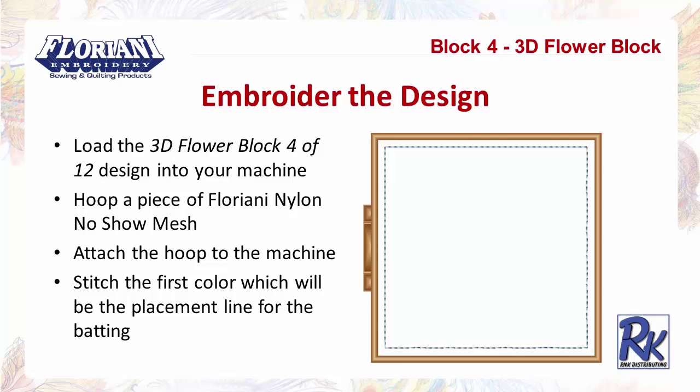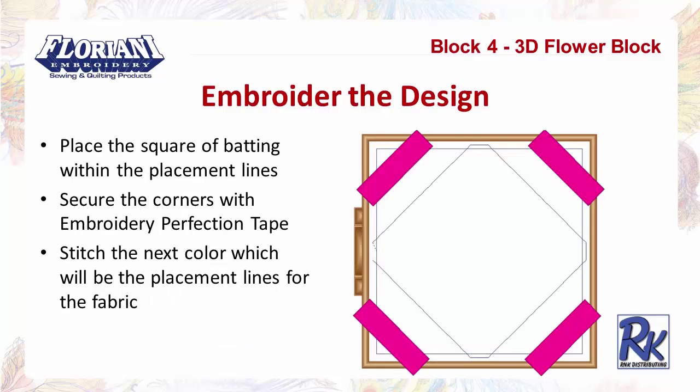So you'll want to load the 3D flower block 4 of 12 design into your machine. Hoop up a piece of Floriani Nylon No-Show Mesh Stabilizer, get it nice and tight, and attach the hoop to the machine. Stitch out the first color, which will be the placement line for the batting. Place the square of batting within the placement lines, secure the corners with Embroidery Perfection tape, and then go ahead and stitch out the next color, which will be the placement lines for our fabric.